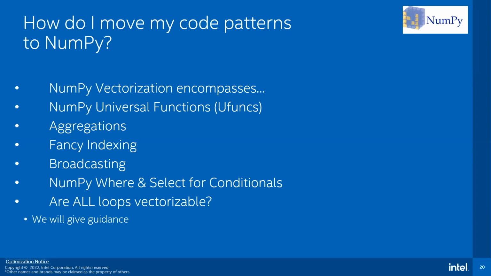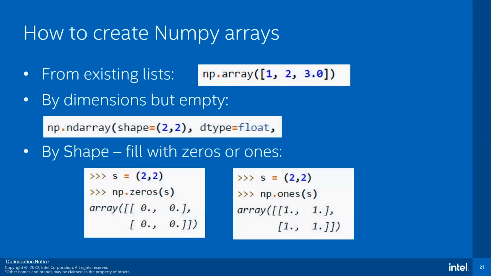NumPy vectorization, which encompasses NumPy universal functions, ufuncs, aggregations, fancy indexing and broadcasting. We'll talk about that a little bit. The NumPy where and select. Now, this is not your old friend SQL where and SQL select. These are to handle conditional logic. And I'm probably not going to touch on whether all loops are vectorizable. I've kind of pulled that out. I may take this out of the slides before I give them to you, but we've got enough fish to fry as it is.